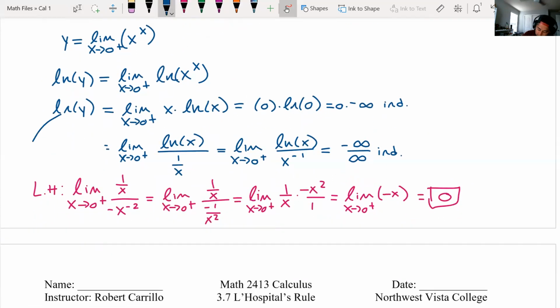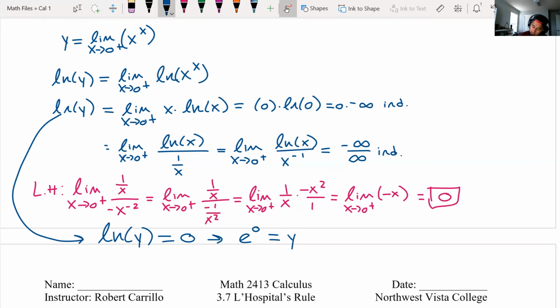We now get natural log of y is equal to 0, which means convert it from log to exponential. And what does the conversion become? E to the power of 0 equals y. And what is anything to the power of 0? 1. Boom.